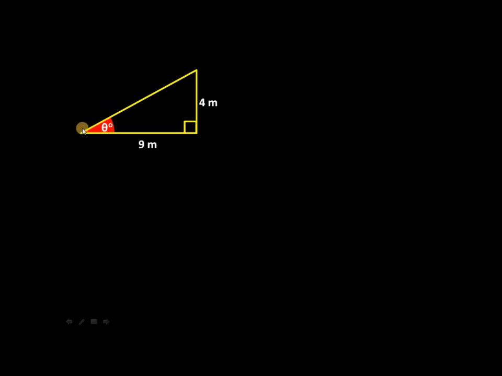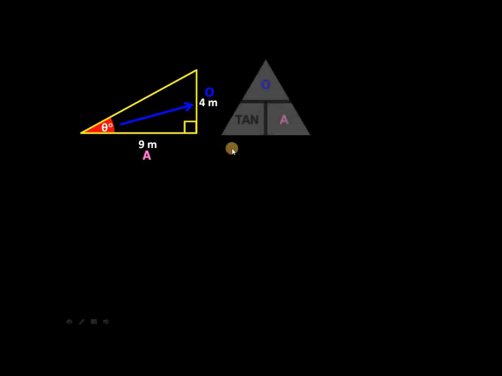In this question, we want to find the size of angle theta. So there is the angle. If we come across opposite, 4 is called the opposite, letter O. This is the adjacent, so we call it letter A. We have opposite adjacent, so we use triangle tan.